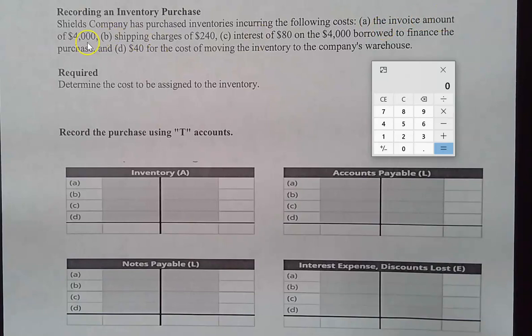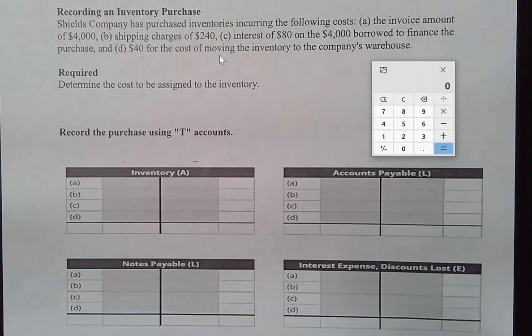The invoice amount is $4,000. There's some shipping charges of $240, and let's see, looks like the buyer is paying these charges. We have interest of $80 on the $4,000 that they borrowed to finance the purchase of inventory, and then finally, there's a $40 cost of moving the inventory to the company's warehouse. Okay.